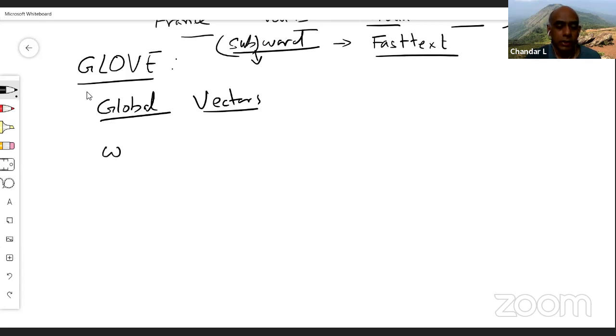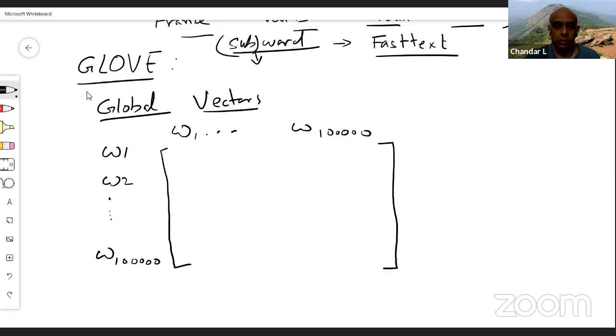Now, in global vectors the approach taken is slightly different. Let us say we have the same 100,000 words, so you have W1 all the way up to W100,000. Now you write them along the columns of a square matrix, and then you have the same W1 all the way up to W100,000 along the rows. So you have a matrix which has the rows as well as the columns as these words. And what do you have in the values? The diagonal entries really don't matter, so let me leave out the diagonal entries.